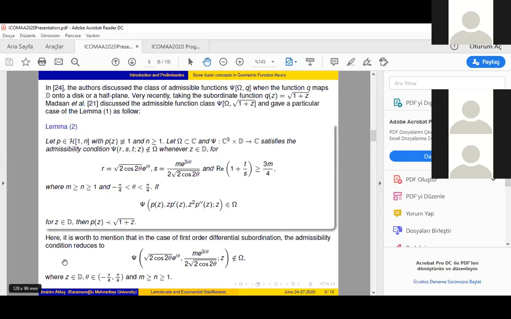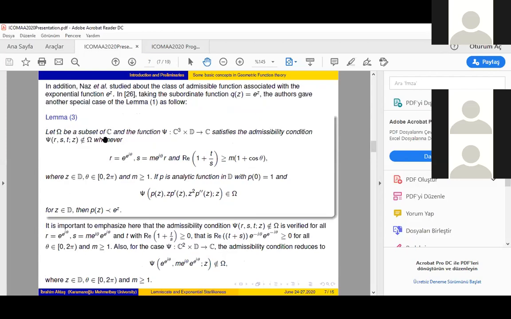Here, it is worth mentioning that in the case of the first order differential subordination, the above admissibility condition reduces to this. Also, Naz et al. studied the class of admissible functions associated with the exponential function, taking the subordinate function as exponential functions. They gave another special case of Lemma 1 as follows.